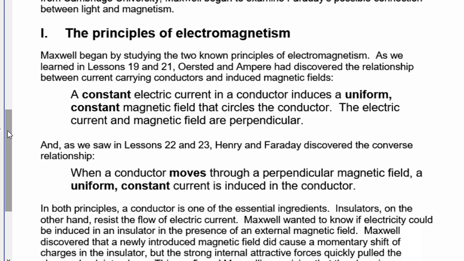and about Oersted and Ampere and Faraday, and took this idea that a constant electric current in a conductor induces a uniform constant magnetic field that circles the conductor. The electric current and magnetic field are perpendicular. Okay, so that sounds confusing, but what that is, right, is that if you had current going through a wire, or electrons, sorry, then it's going to create a magnetic field going around that guy, right? Like we've talked a lot about that now. So that's all he was really saying there.